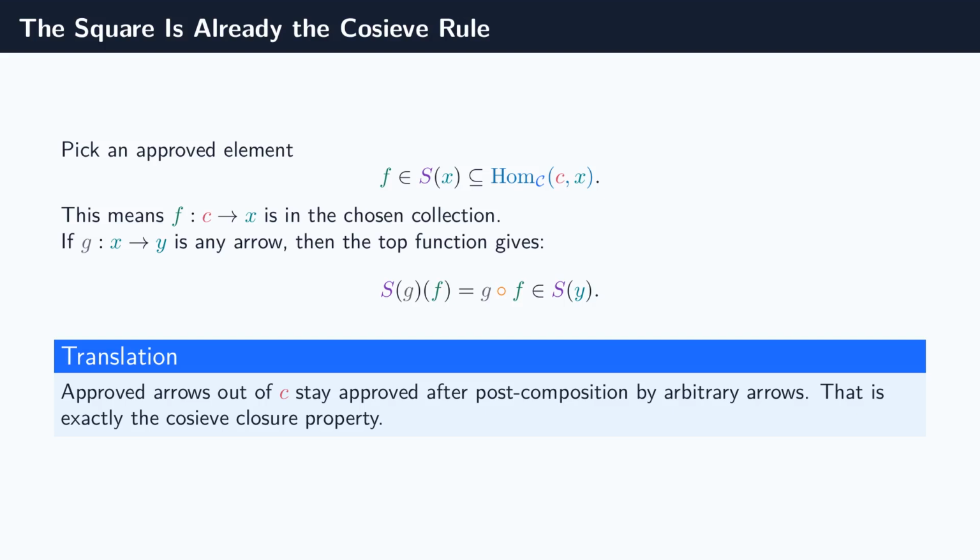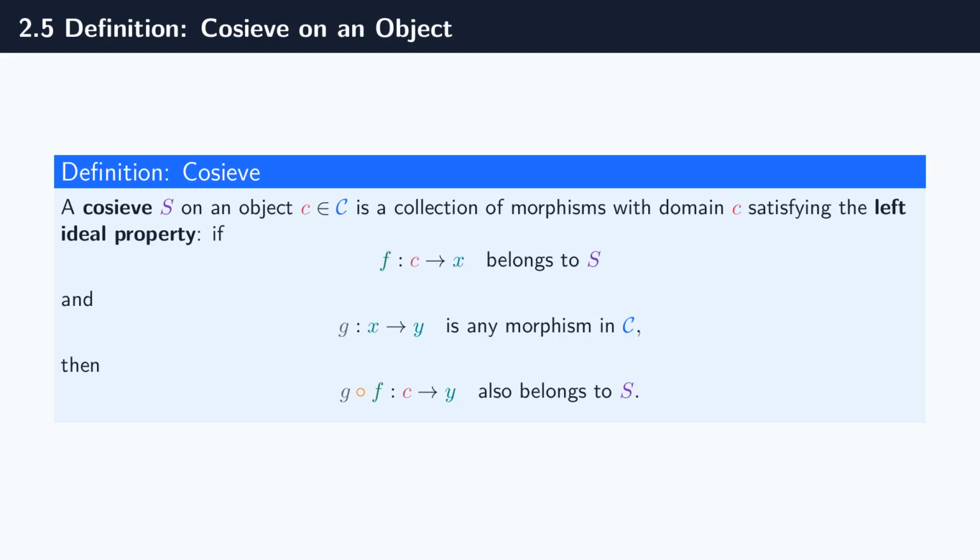Pick an approved element F in S of X. That means F is an arrow from C to X. If G is any arrow from X to Y, then S of G sends F to G after F. Since S is a subfunctor, the result must be in S of Y. So approved arrows out of C stay approved after post-composition. This is the definition of a cosieve.